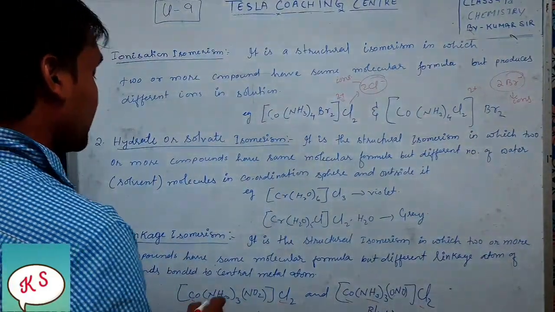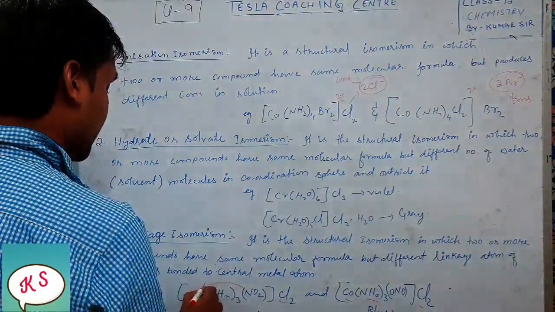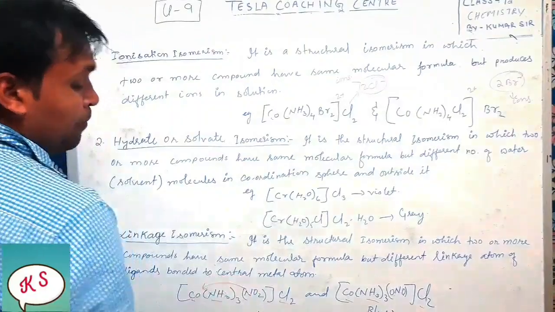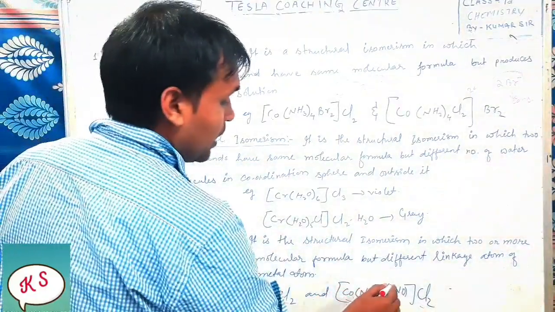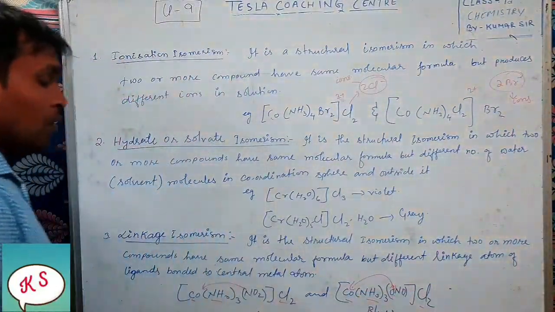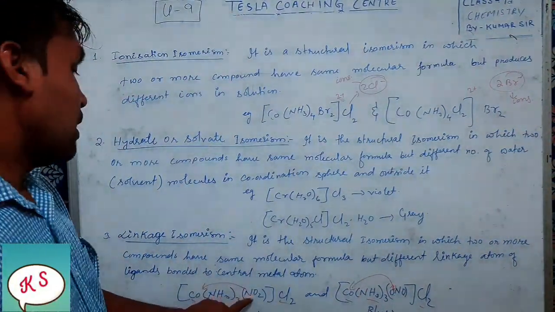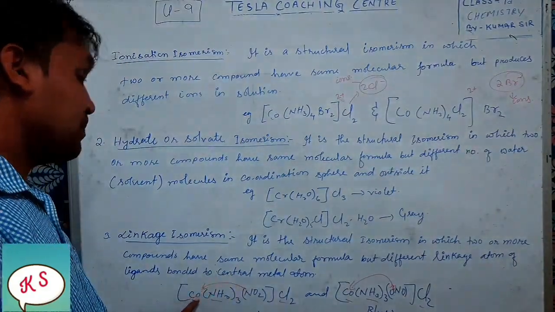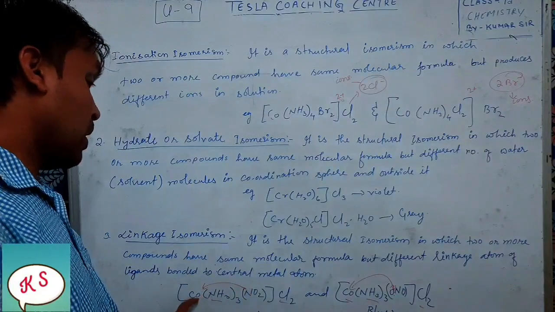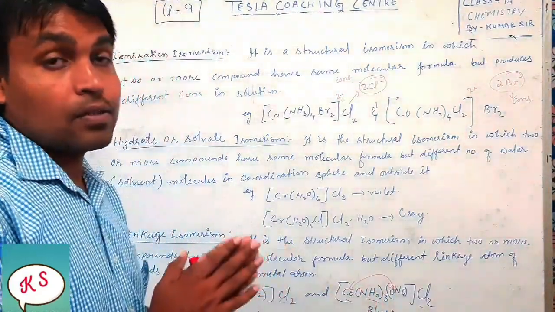Here the linkage with the central metal atom will be done through N, and here the linkage will be done through O. So they differ only in the linkage of ligands to the central metal atom. Here the linkage of the ligand is done through N. Here the linkage of ligands is done through O. That is the only difference.